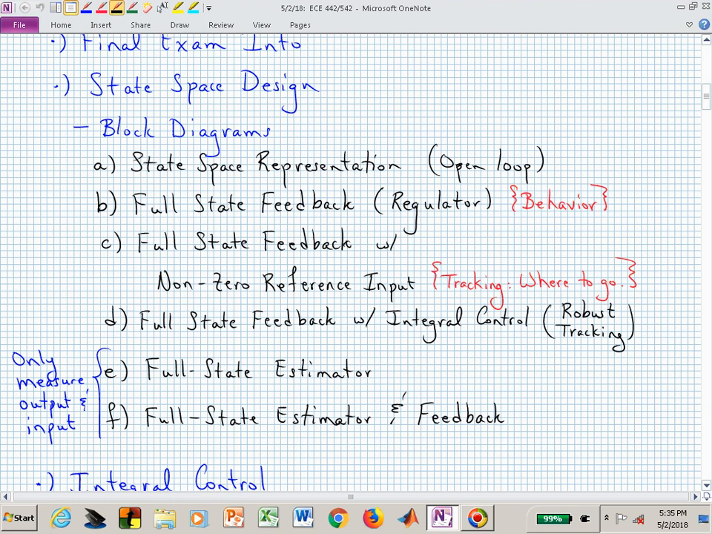We estimate the full state and then we apply the full state feedback gain that we derived maybe earlier when we were dealing with the regulator design. And it all sort of fits together.